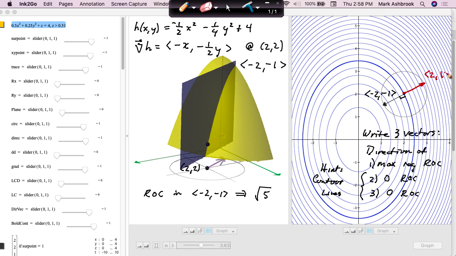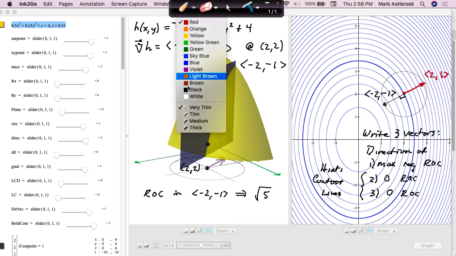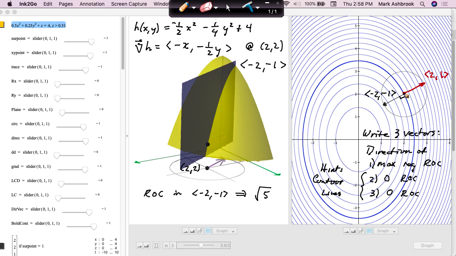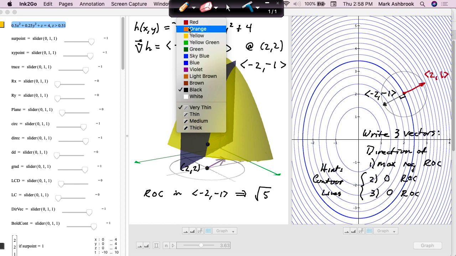Yeah, that actually doesn't really work in this scenario. So what is going 0 rate of change? What does that have to do with the contour lines? Yeah, staying on the contour line for just a little bit, right? The direction of staying on the contour line, which is what direction? Tangent, right? So we'll just keep going with red. Let's do orange.